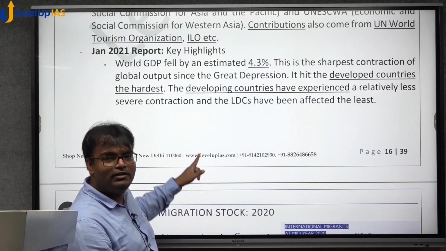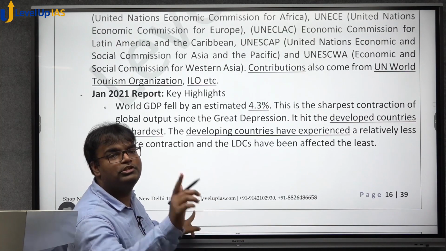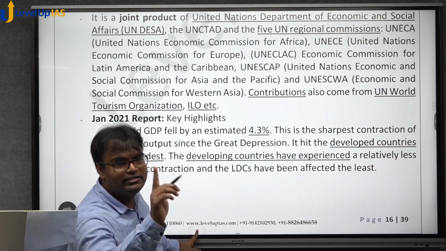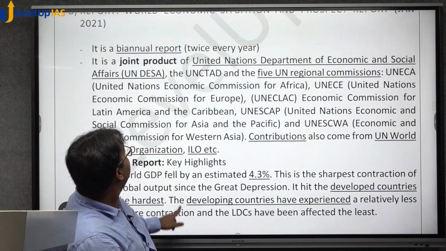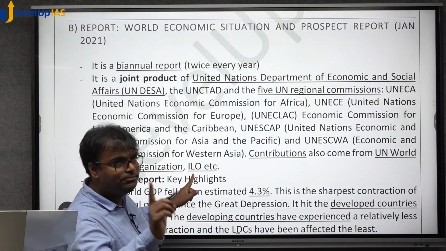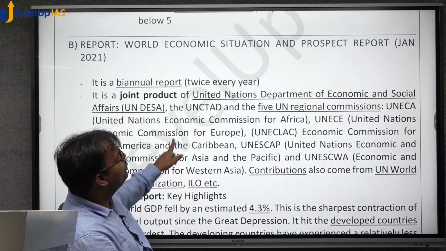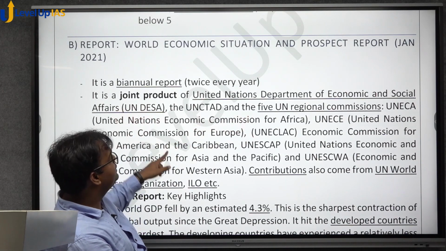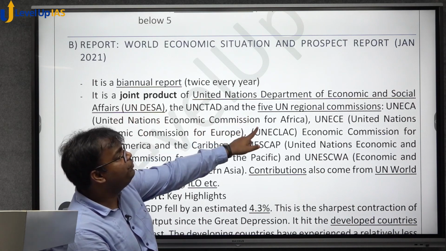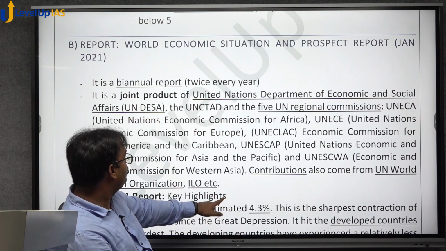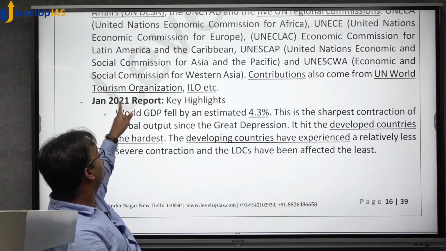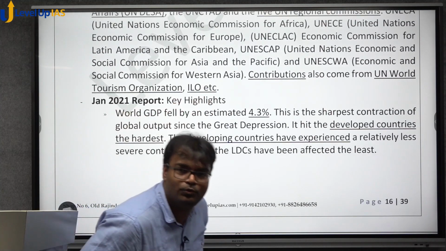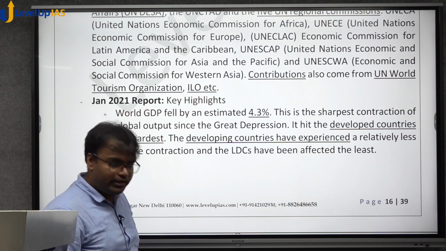But that the World Economic Situation and Prospects Report is published by UNDESA is something that we should know. It is published by UNDESA, but it's a joint product of the United Nations Department of Economic and Social Affairs, UNCTAD, and 5 UN regional commissions. There are contributions also from the UN World Tourism Organization and ILO. Okay, is this clear?